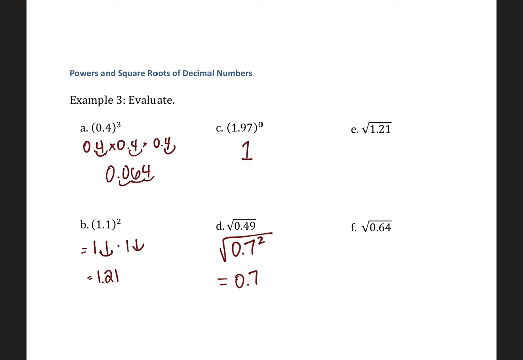121, I know the square root of 121 is 11. And then I have those 2 decimal places. So if it's going to be squared, it's only 1 decimal place each. So it's going to be 1.1. 0.64, I know the square root of 64 is 8, but I need 1 decimal place each. 0.8.